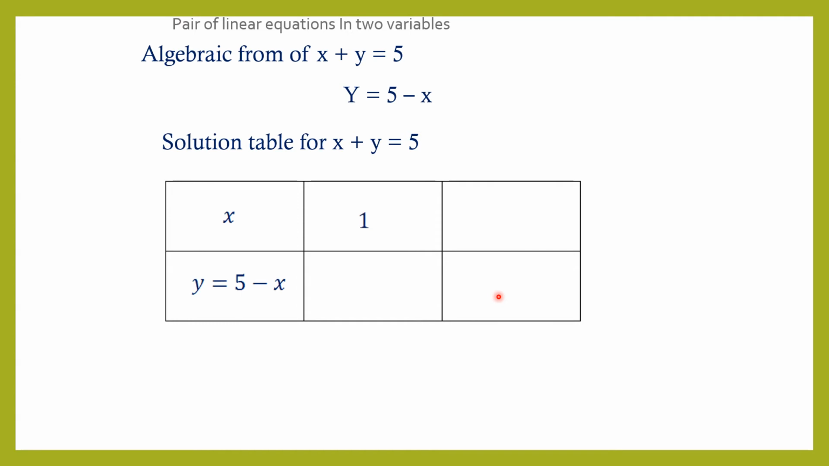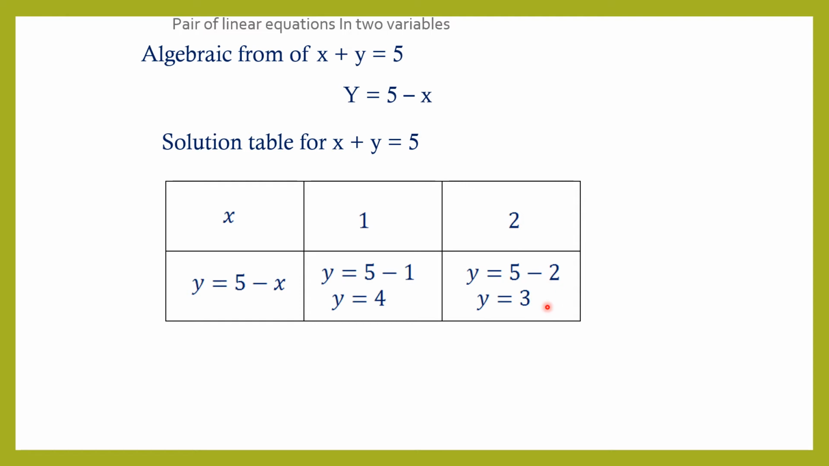Suppose x equals 1. So what is the value of y? y equals 5 minus 1, we get y equals 4. And the second value, x equals 2. Substitute 2 in x plus y equals 5, y equals 5 minus 2, then y equals 3. So we get x equals 1 and y equals 4, and x equals 2 and y equals 3. These two values are useful for the graph.